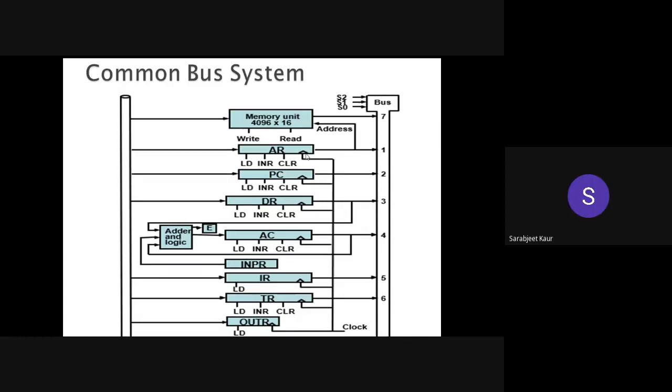I'll repeat. Should I repeat? So basically, what is the job of the clock signal?